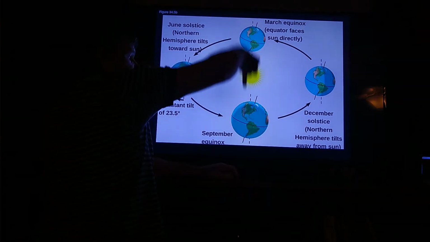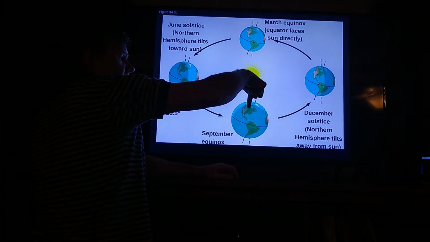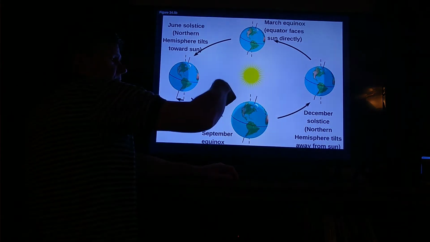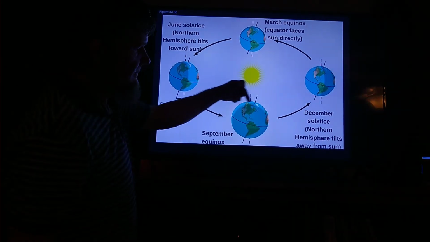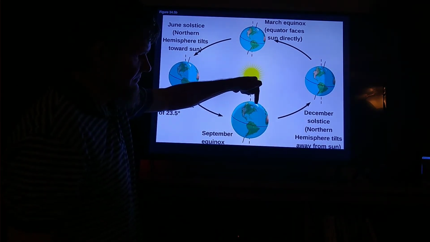The Earth does not go around like this. The Earth goes around like this. I guess I should do it where you can see it like that, not like this.